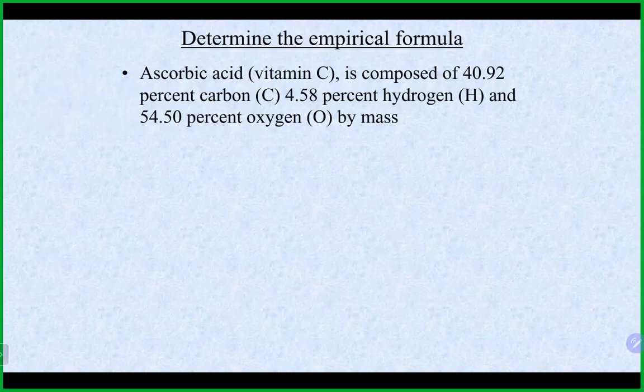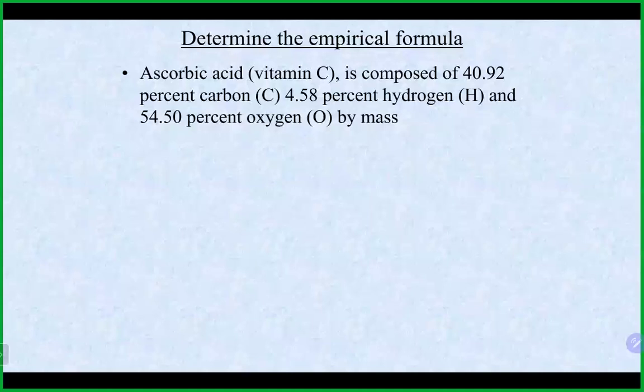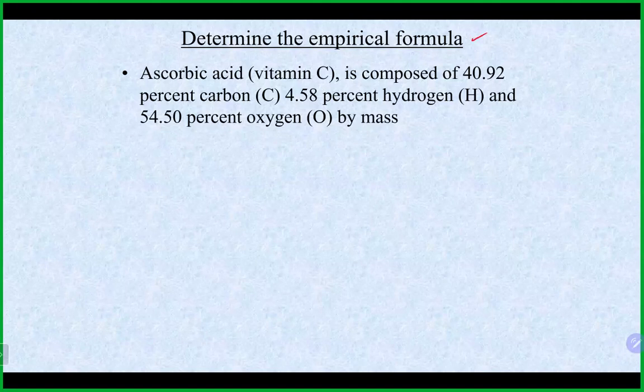So we have ascorbic acid, which is vitamin C. It's composed of 40.92% carbon, 4.58% hydrogen, and 54.5% oxygen. We want to know what is the empirical formula. See, that's somewhere. Yeah, there it is up on top.